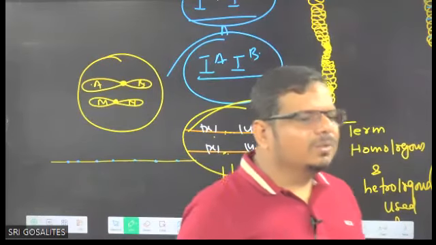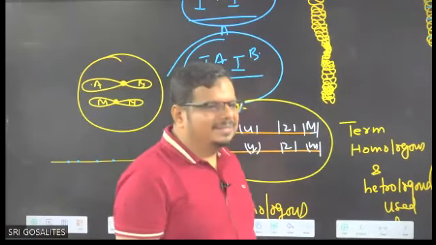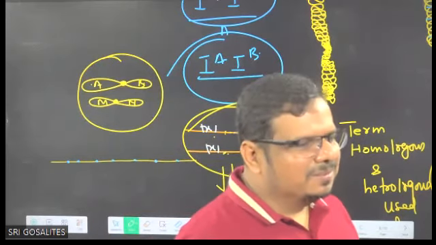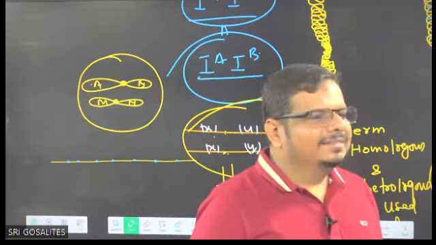The smallest chromosome is Y, not 21st. The smallest chromosome is which one? Y. Okay?